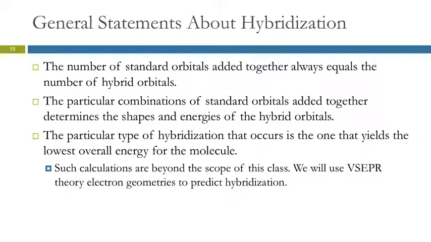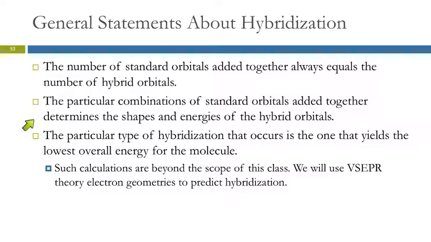So when we talk about hybridization, the number of standard orbitals added together always equals the number of hybrid orbitals. If you start with 3 orbitals, you end up with 3. They're just different. So if I'm remodeling, and I start with 2 beds, I'm going to end up with 2 beds. No beds are created or destroyed in this. No orbitals are created or destroyed. They're just modified. So the number has to stay the same.